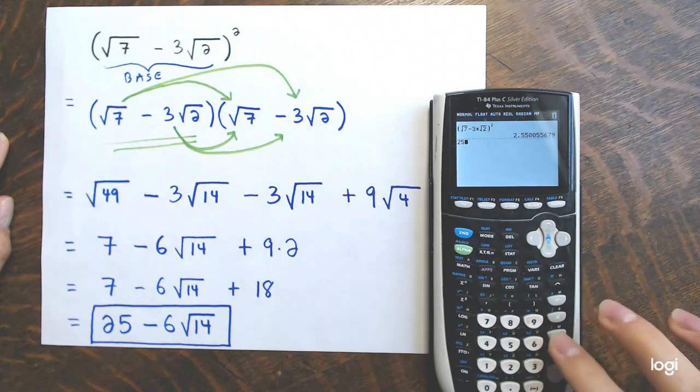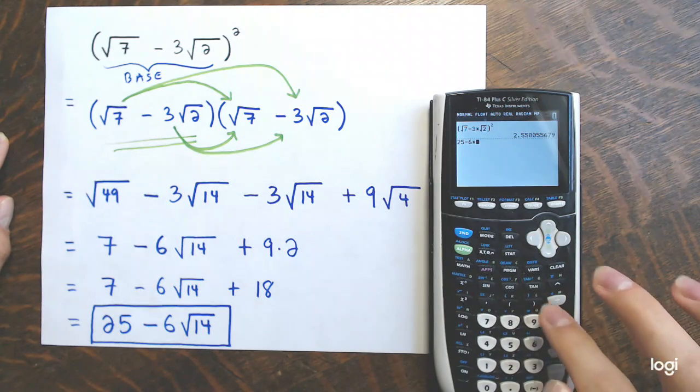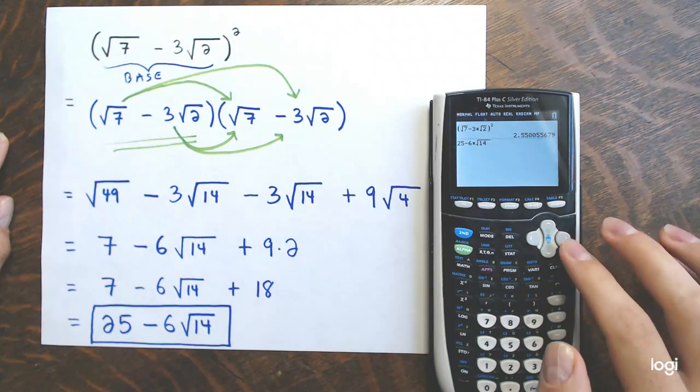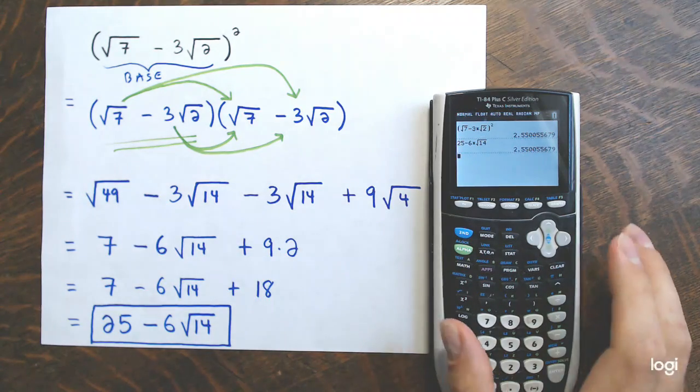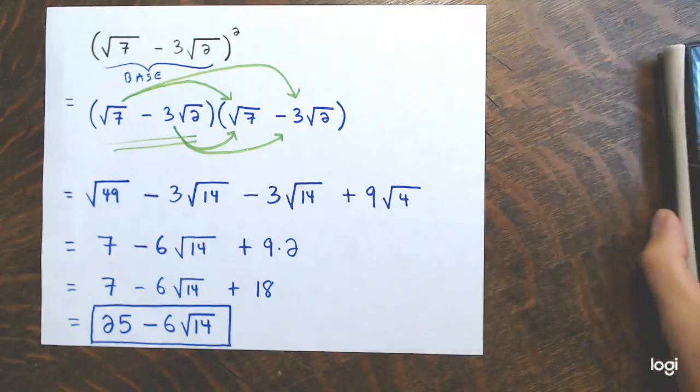Sorry. 25 minus 6 times the square root of 14. There we go. And look at that. It is indeed the same number, 2.5500556679, so on, so on, so on. All right. Wonderful. All right, so I have one final example where I'm doing the same thing again and again.